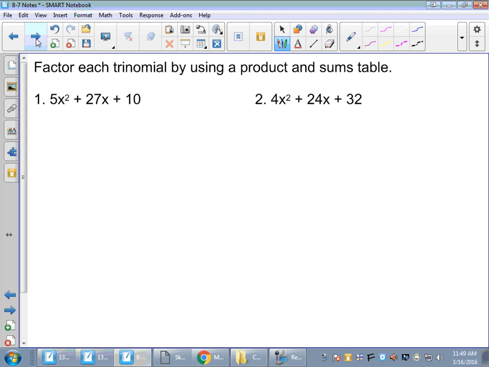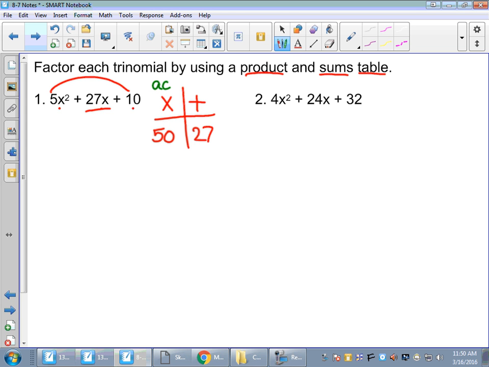We need to factor this. We are going to use the product and sums table. So we look to see, is it written in descending or standard form? It is. It goes from squared to x to the first to no x's. Off to the side, I'm going to make a product sum table. I'm looking for a number that multiplies to give me 50, but also adds to give me positive 27. So once again, to come up with that multiply number, you take the first term A and the last term C, and you multiply them together.